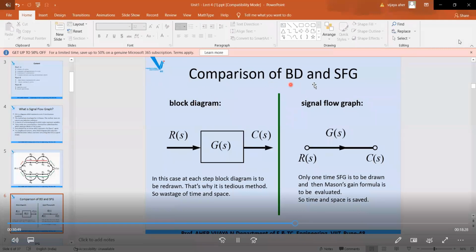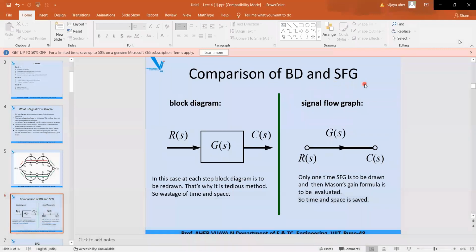So, comparison of block diagram and signal flow graph. In a block diagram, you are going to represent your control system like this. This is the process, with transfer function G(s). The input to this process is R(s), and the output of this process is C(s), the controlled output, with the manipulating input. You can represent a block diagram like this.